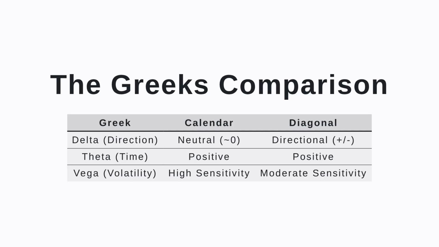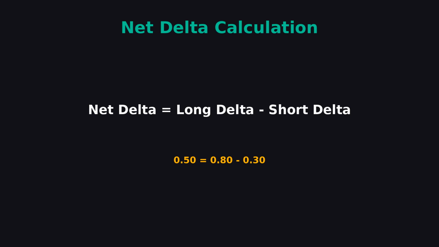Here is the critical Greek breakdown. The calendar is a neutral trade with near-zero delta, but massive vega exposure. The diagonal sacrifices some vega to gain delta, giving you profit potential from price movement. Let's look at the delta equation for a long call diagonal. Your long option has a high delta, perhaps 0.80, while your short option has a lower delta, say 0.30. This creates a net positive position.